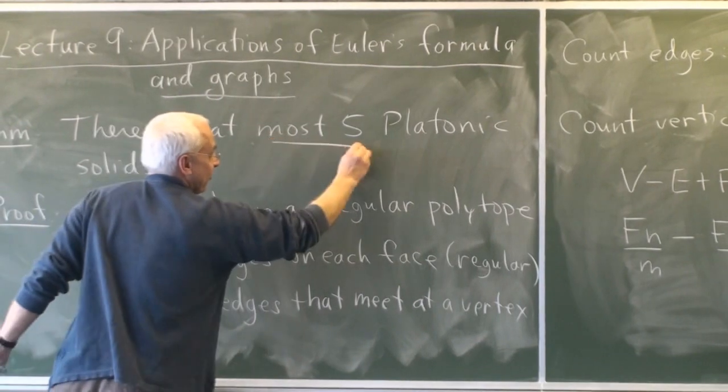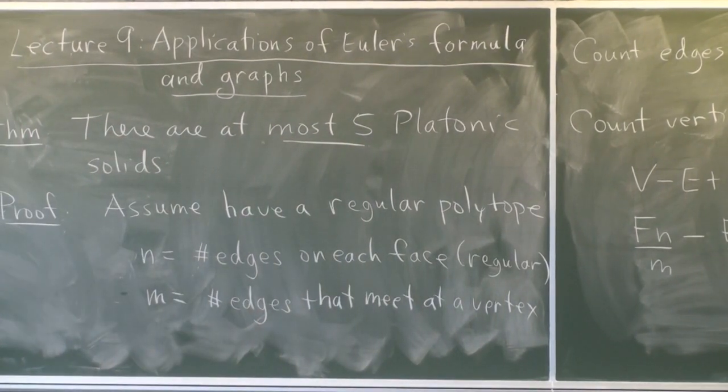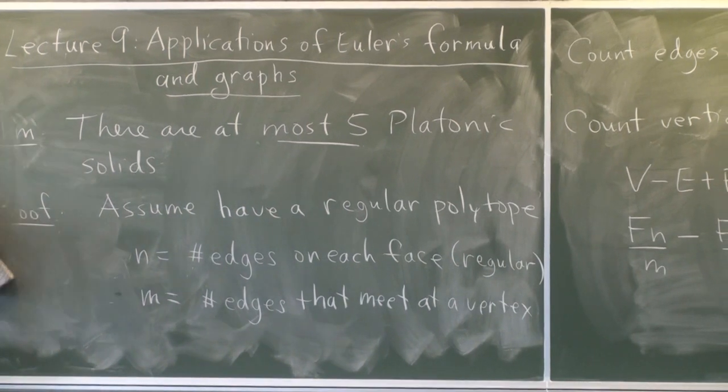And I also should show that it doesn't actually show that there are five Platonic solids. The construction of the Platonic solids still has to be done separately, as I mentioned the last time.